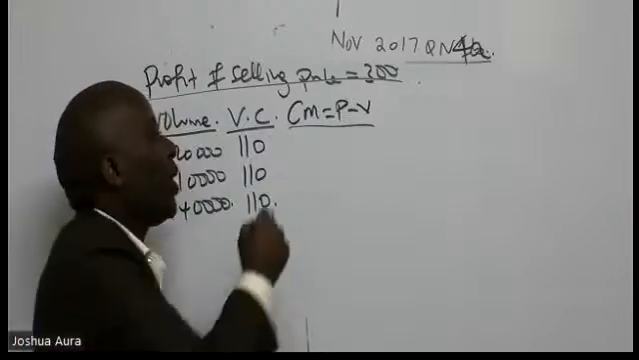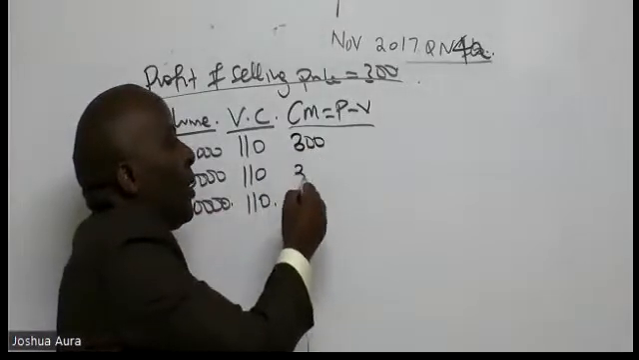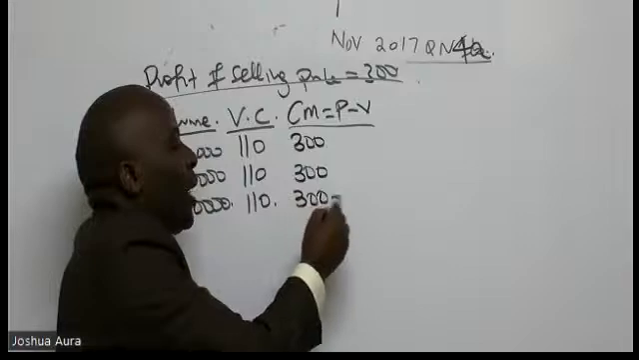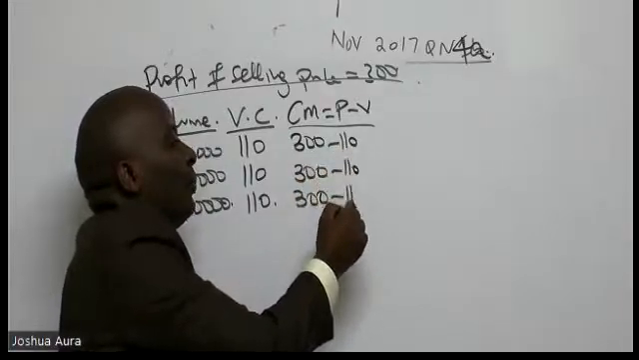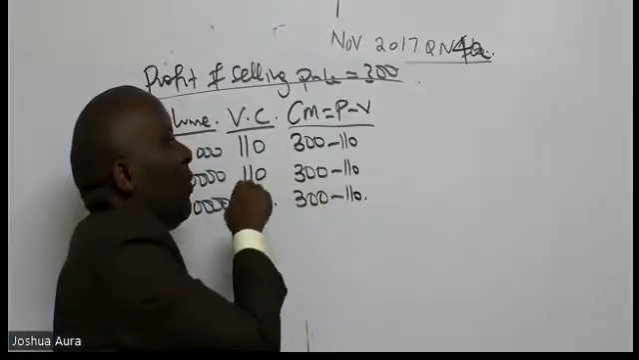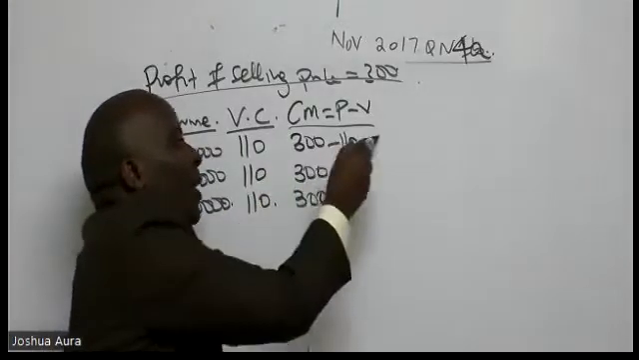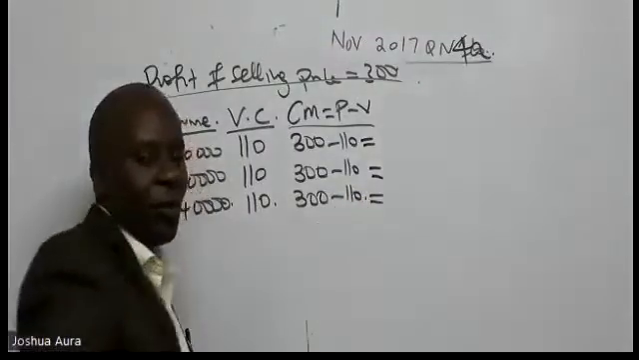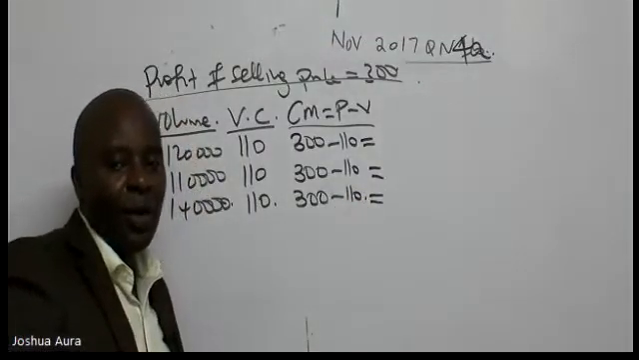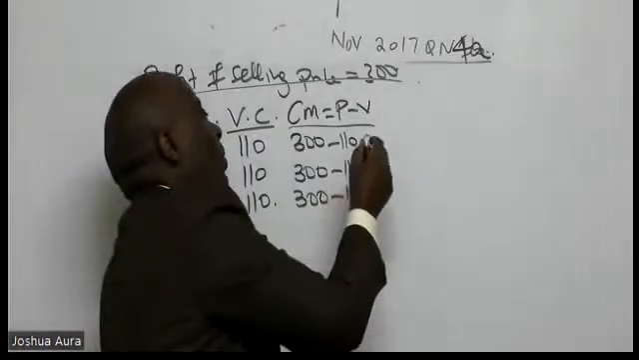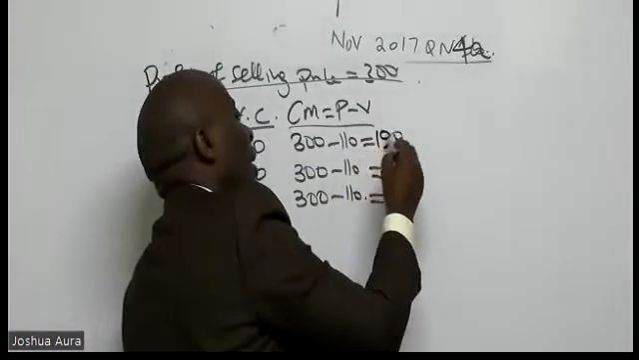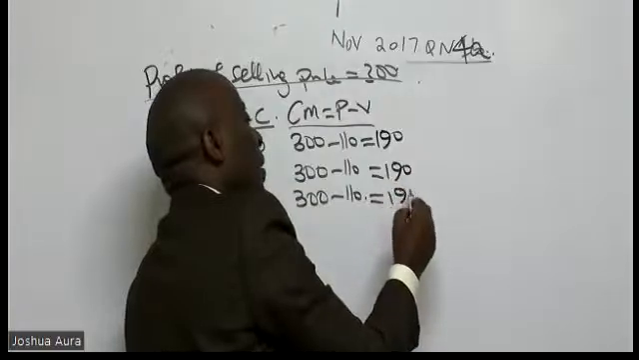So in this case, the selling price for this table is 300, minus the variable cost of 110, like that. Here we are lucky because we're going to have one figure throughout. Could you kindly give me this difference? 300 minus 110 gives me how much? 190. Thank you very much. So I have here 190, 190, 190.